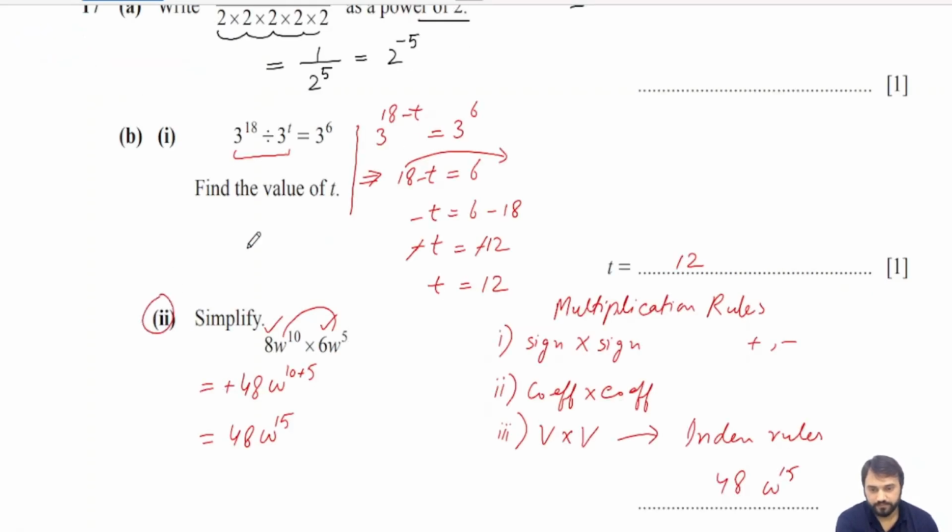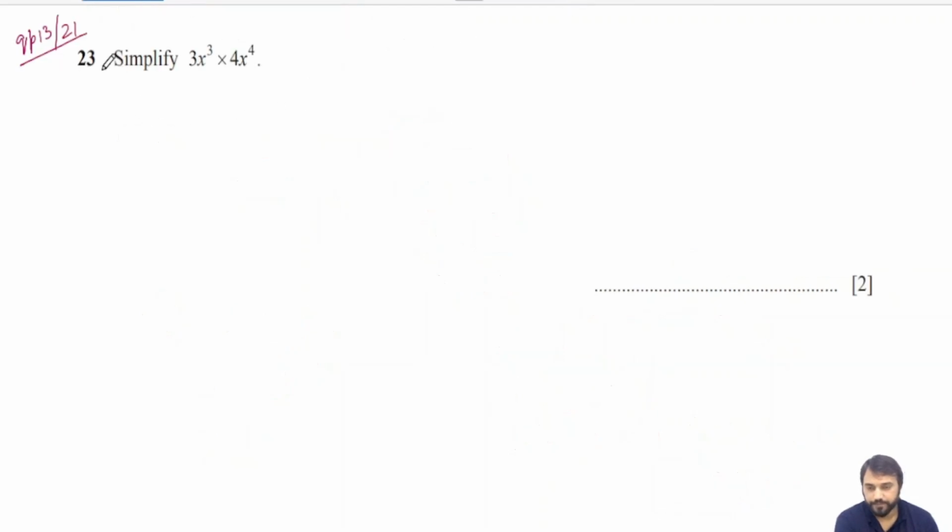This question, that is 23, is similar to the previous one that we have just done. The question appeared in paper 1. The variant was 3 in 2021. Simplify 3x raised to power 3 into 4x raised to power 4. So sign into sign, both have sign positive, it will be positive. Coefficient into coefficient, 3 into 4, that is equal to 12. And x raised to power 3 into x raised to power 4, that will be x raised to power 3 plus 4. Because bases are same, we add the powers. So we have 12x raised to power 7.